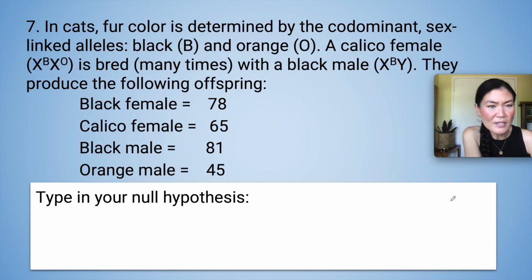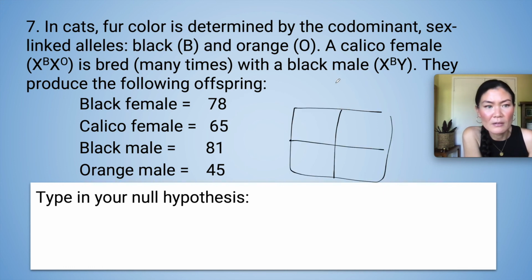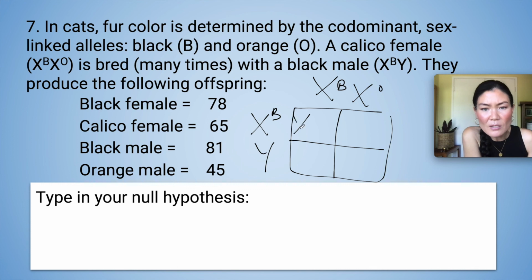Then there's this one with cats. In cats, fur color is determined by co-dominant sex-linked traits, black versus orange. So let me set up the Punnett square for you. A calico female, so she is X B X O, is bred with a black male, X B Y.